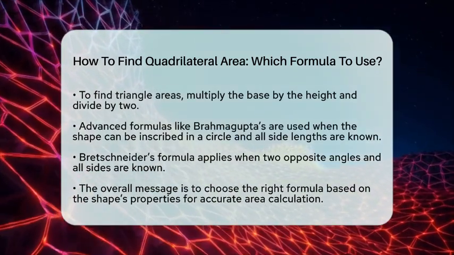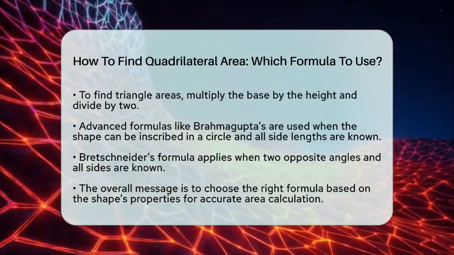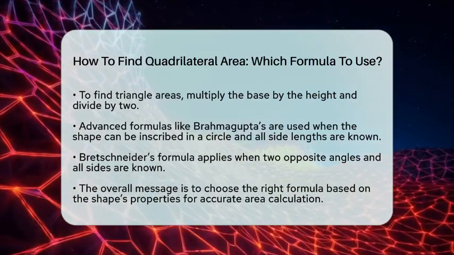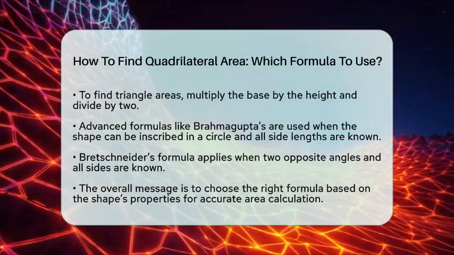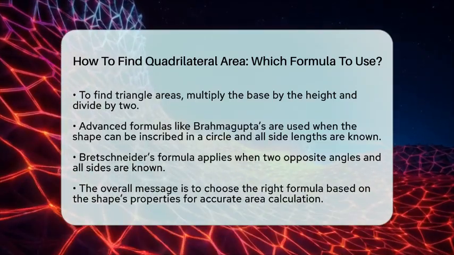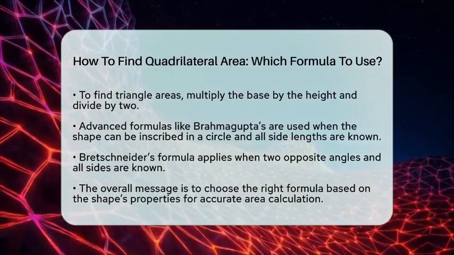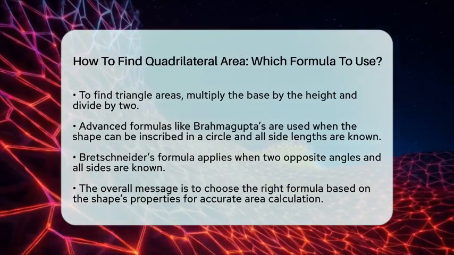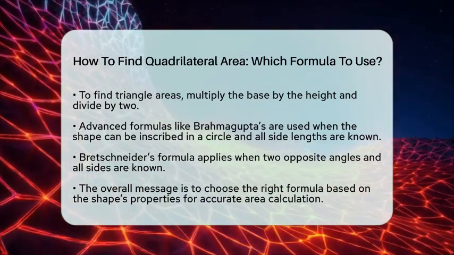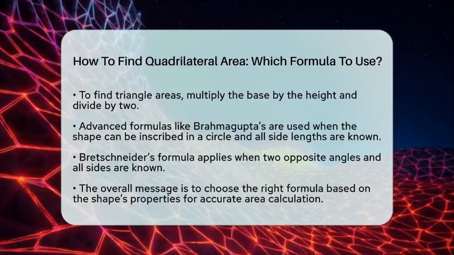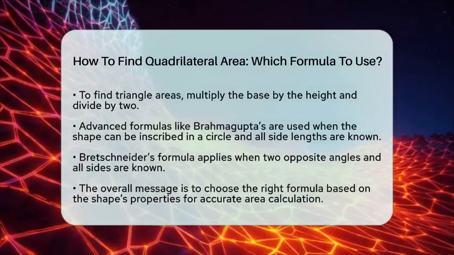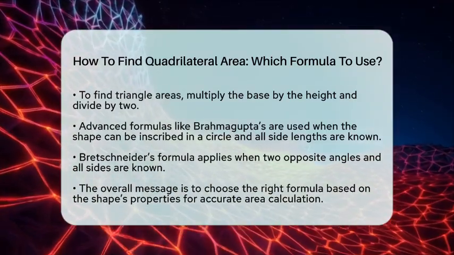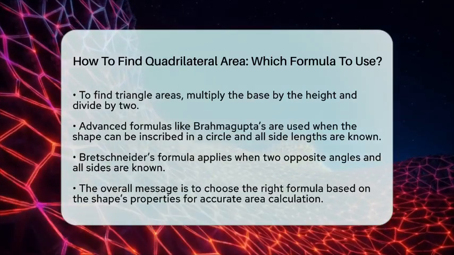In summary, start by identifying what kind of quadrilateral you are working with. Use the simple formulas for squares, rectangles, parallelograms, rhombuses, kites, and trapeziums. For irregular shapes, divide the shape into triangles or use advanced formulas if you have the necessary measurements. Knowing which formula to apply makes calculating the area straightforward and helps you in many real-life situations, from building projects to land measurements.